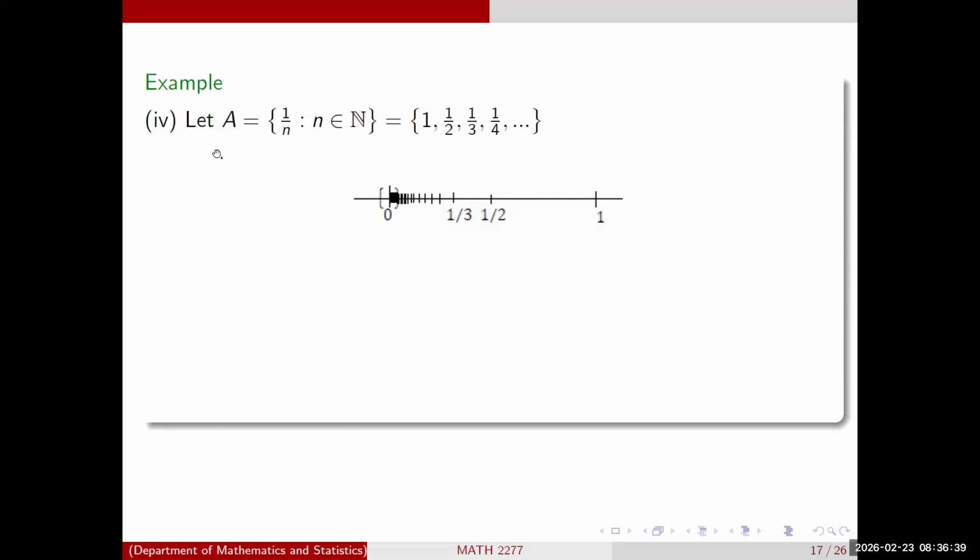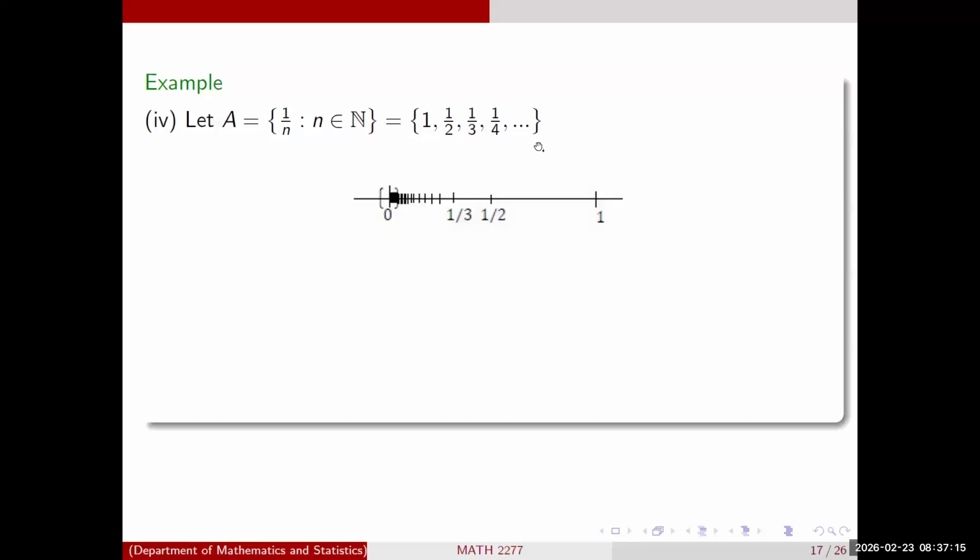All right, so another example that I'll leave for you all to look at. All of the working for this one, the interior, exterior, boundary, derived set, is in the course notes, but I'll discuss it with you. So this set A contains points of the form 1 over n, where n is a natural number. In other words, the set A contains 1, a half, a third, a quarter, a fifth, and so on.